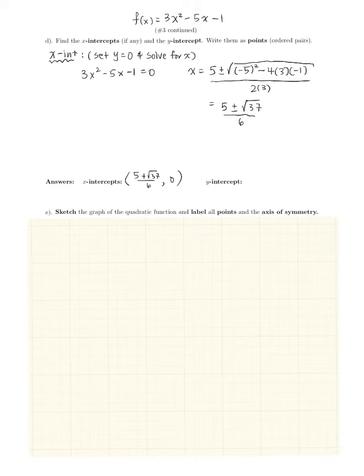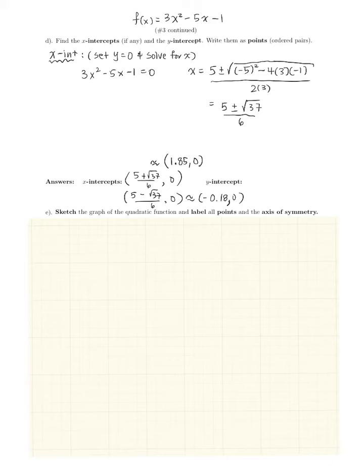And the y value is always going to be 0 at the x-intercept. And then the next one is 5 minus the square root of 37 over 6, comma 0. Now if you type this in the calculator, your approximate value here is going to be 1.85, comma 0. And approximately this one is going to be negative 0.18, comma 0. All right, so ugly, but we got this.